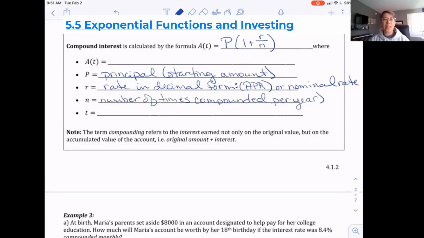If you get a 5% interest rate, you do not get the entire full 5% every month. That is an annual percentage rate. So they're going to divide that interest rate by however many times it's compounded throughout the year. So it's your rate divided by N. And then you want to know how many times is it actually being compounded.